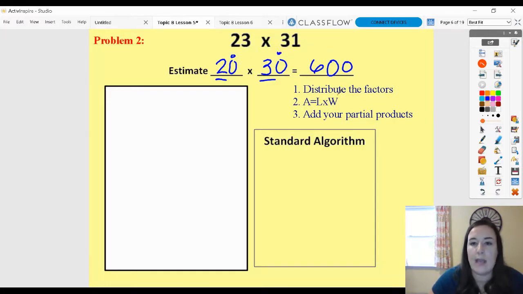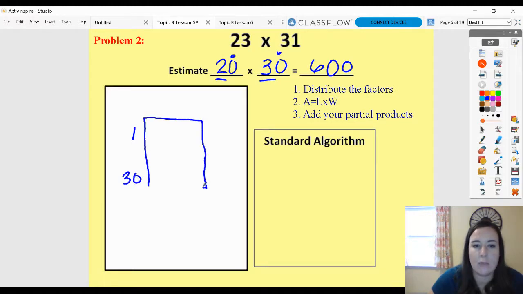So let's go ahead and distribute our factors. I'm going to distribute 31. So I'm going to label 1 and 30. And I'm going to keep 23 together just so I can relate it to that standard algorithm. You can end up breaking it apart into 20 and 30, but what you do is you end up having, let's see if I can draw it real fast.